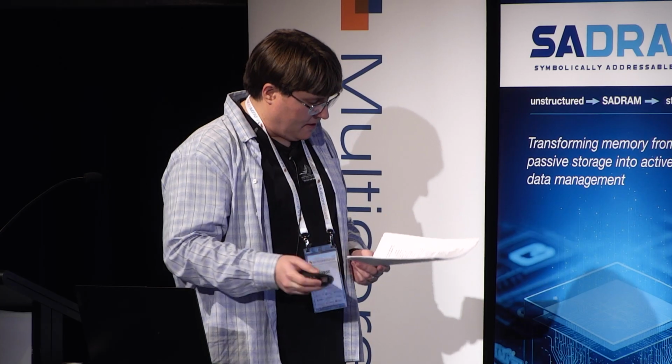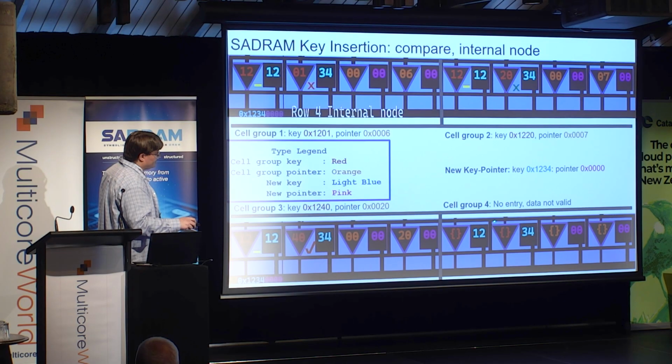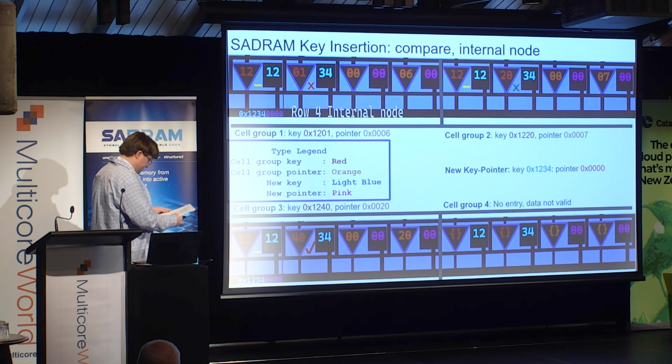All right. Now, pointers don't participate in the comparison, just like in B-trees. And what also doesn't participate is any data that doesn't have a key pointer in it. In this case, cell group 4 doesn't have anything in it. That's what these null set values are supposed to represent.